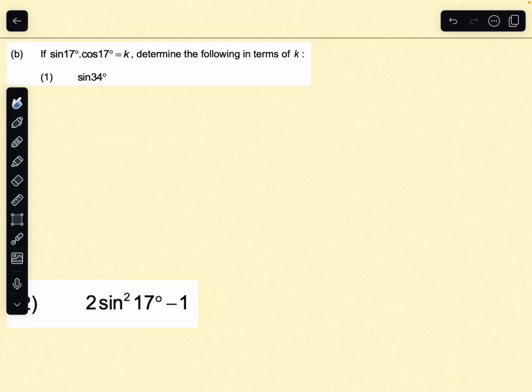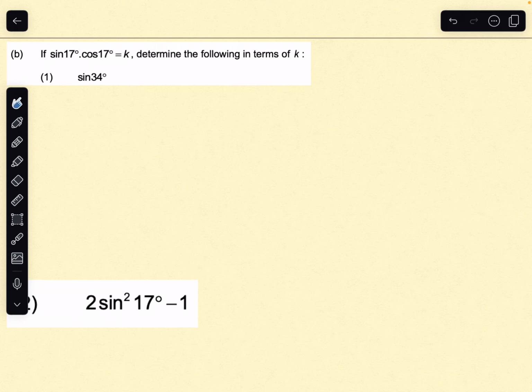We are busy with IEB's May 2024 paper 2, and today we're looking at question 6b, which is a trig question. Let's get right into it. If sine of 17 times cos of 17 is equal to k, determine the following in terms of k.